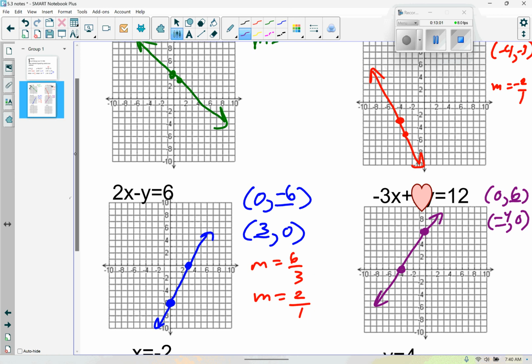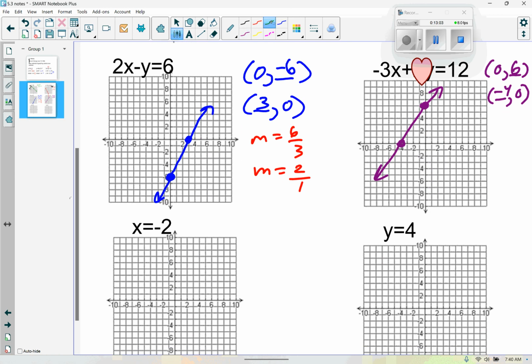And then the last two are just special cases. So x equals negative 2. It's just going to be a vertical line at negative 2. y equals 4 is going to be a horizontal line just like that.